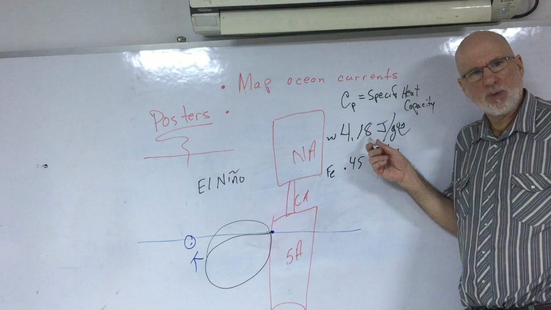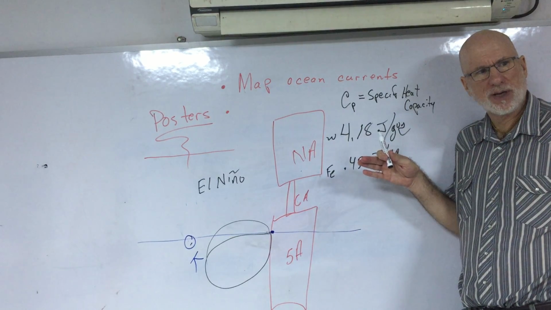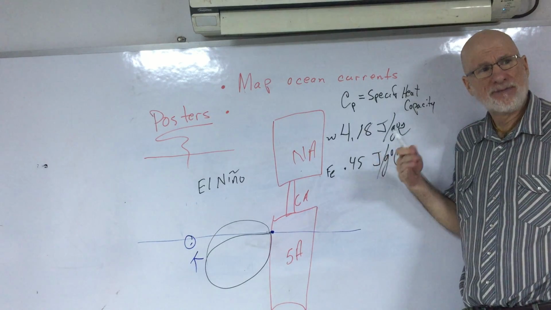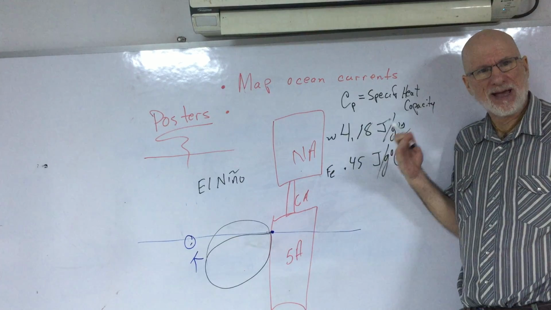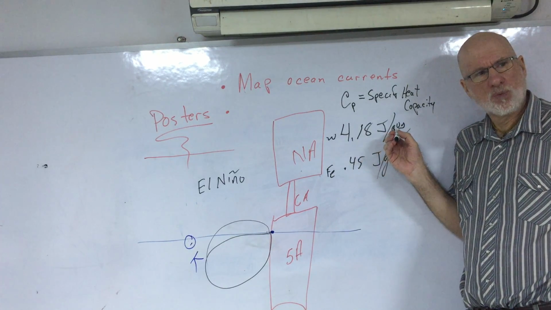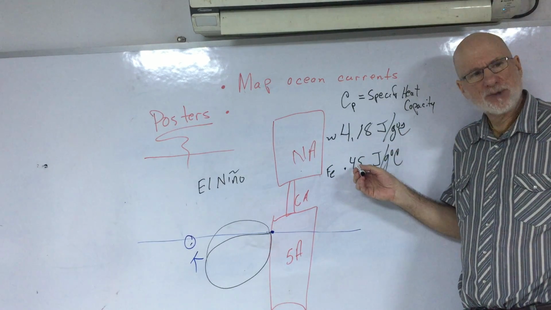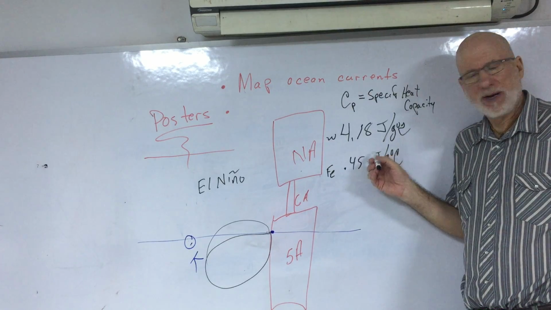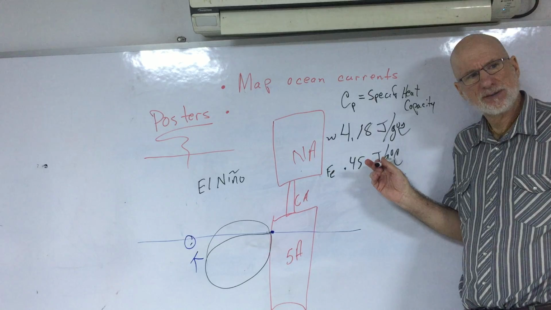So it takes 4.18 of these funny things called joules. You don't need to know how a joule is organized. Have you ever heard calorie? Well, it's sort of like calorie. It's just a measure of energy. Okay? 4.18 joules to raise 1 gram of water 1 degree Celsius. Clear? It only takes 0.45 joules to raise the temperature of 1 gram of iron 1 degree Celsius.